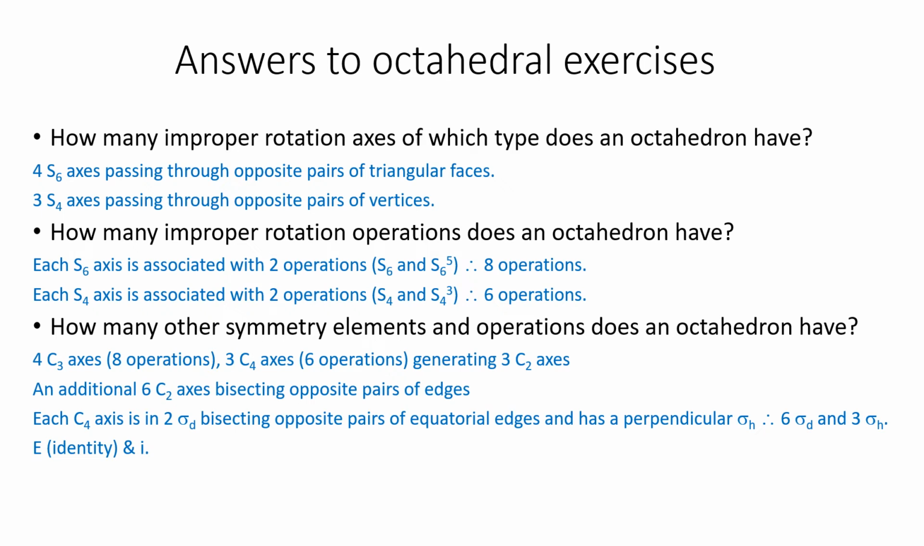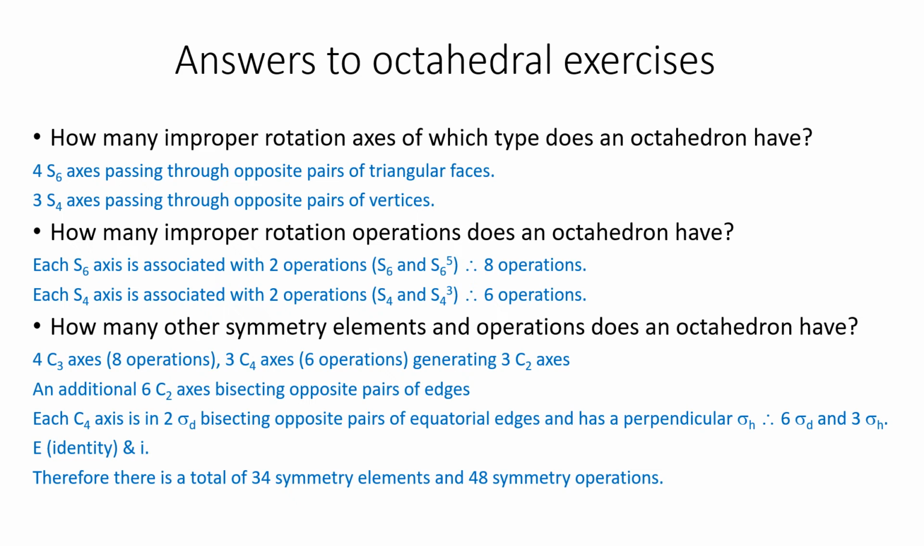And in addition to that, another thing associated with each C4 axis, as well as those 2 mirror planes that hold the axis, there'll also be a mirror plane that's perpendicular to the axis. So that's in the plane of the 4 vertices in that equatorial plane. And on top of those planes, we've also got, of course, trivially the identity, where we do nothing. And there's also the I operation, which is actually the same as the S2 that we were talking about before.